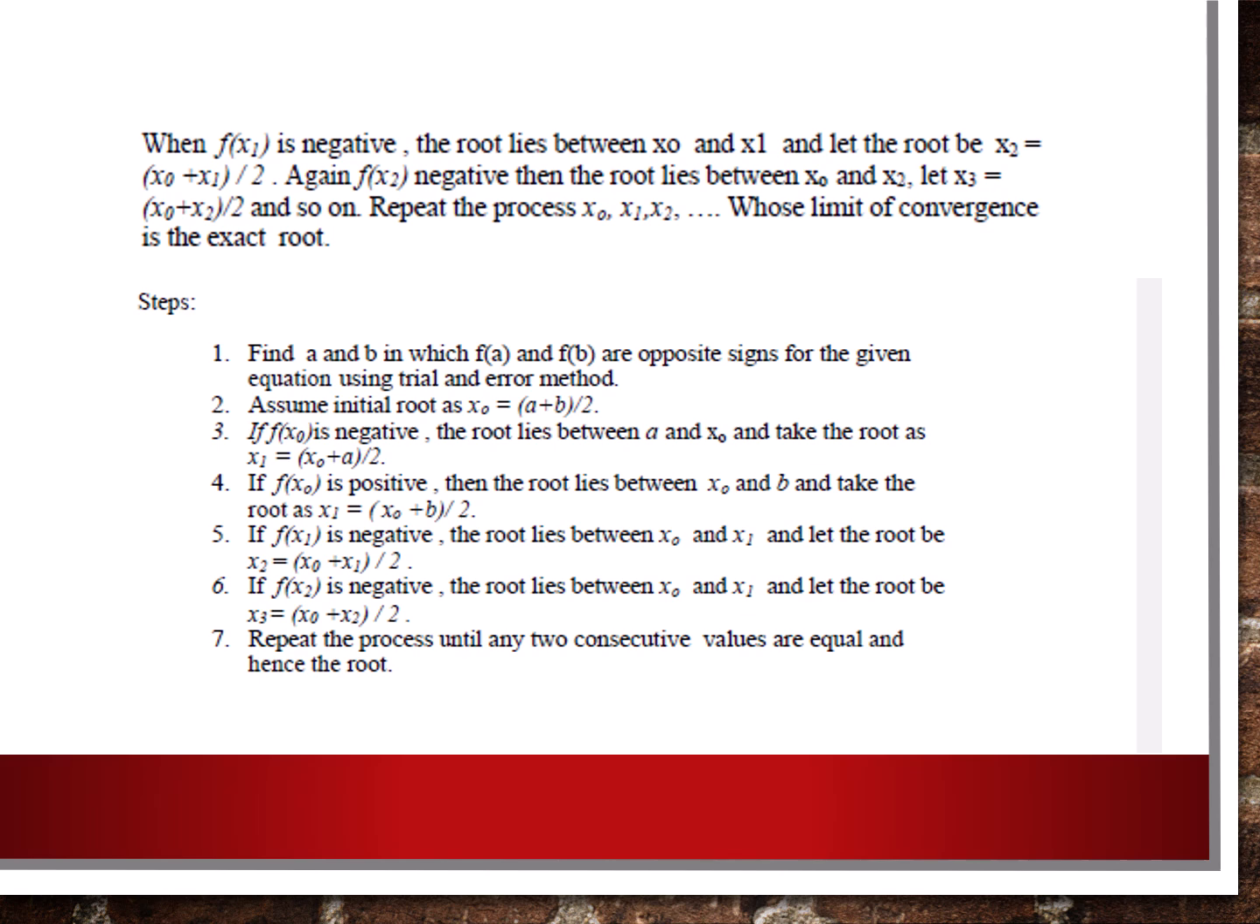Fifth step is if f of x1 is negative, the root lies between x0 and x1, and let the root be x2 equal to x0 plus x1 divided by 2. If f of x2 is negative, the root lies between x0 and x2, and let the root be x3 equal to x0 plus x2 divided by 2.